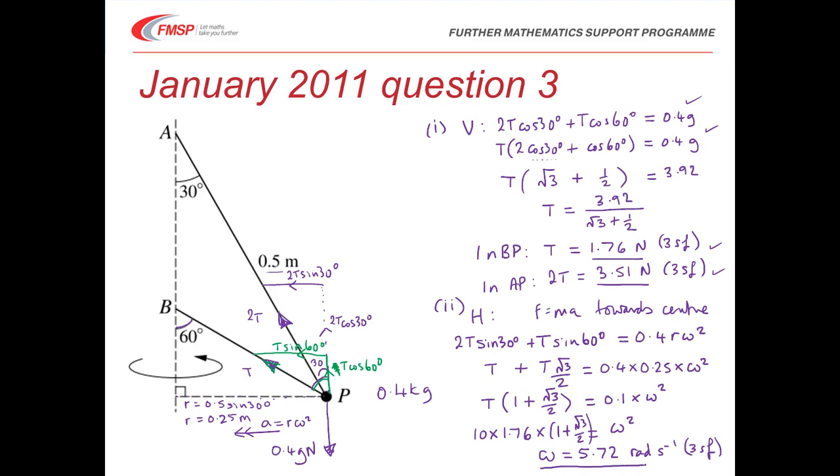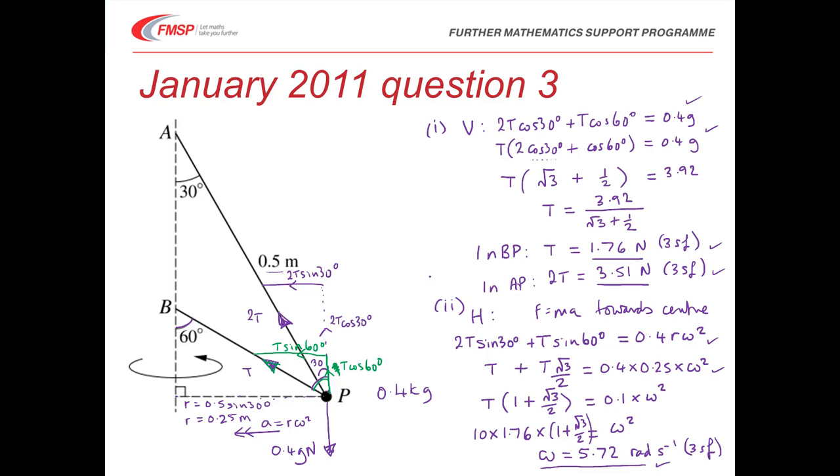There we go then. So basically we resolved vertically and set the forces equal. We resolved horizontally and considered the forces towards the centre being equal to mass times the acceleration. And for this second part of the question, there was a mark for using F equals ma towards the centre, and then a second mark for getting the various parts of that expression correct, and the third mark was for the answer.